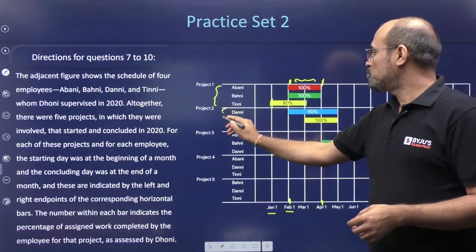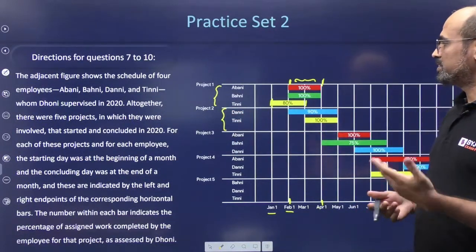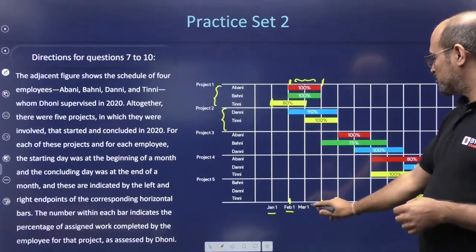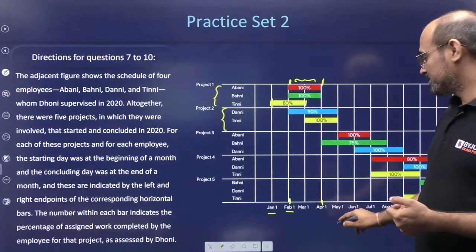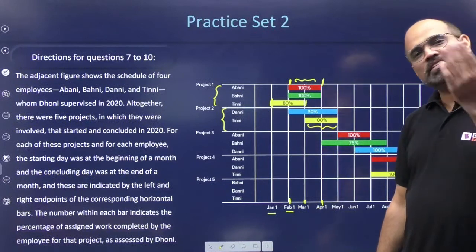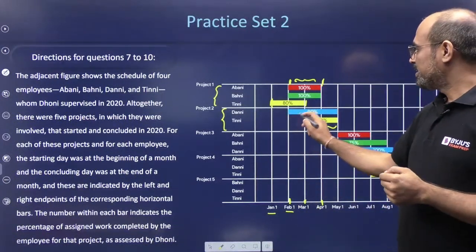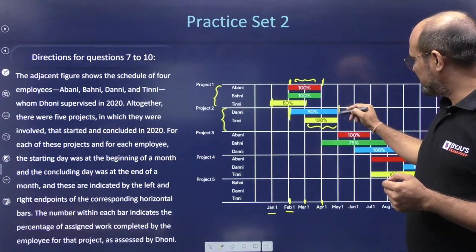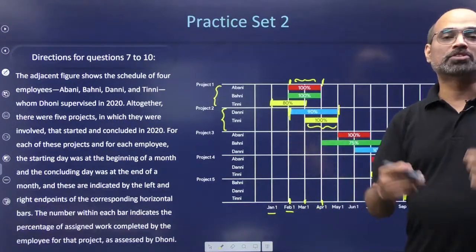Similarly, project 2 was the work taken up by 2 employees, which was Dani and Tinni. So Tinni completed the work from 1st March to 30th of April. As in, Tinni worked for only 2 months and completed 100% of the work assigned to her or him. And Dani completed the work starting with February and until April. So February, March, April, 3 months, and only completed 90% of the work.